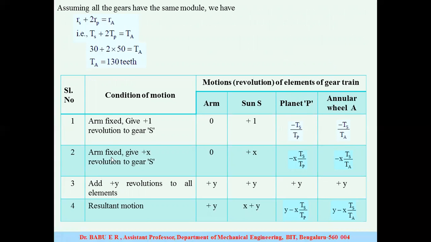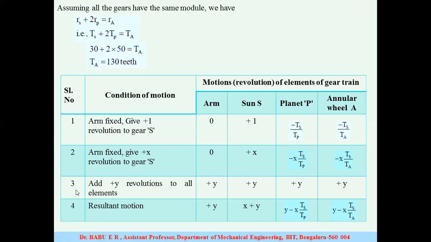Go to the second step. So instead of having plus 1 revolution, so RM is fixed, give plus X revolution to the gear S. So multiply by X in the first row and you write in second row. So 0, multiplied by X, becomes plus X. So minus Ts by Tp into X, minus Ts by Ta into X.